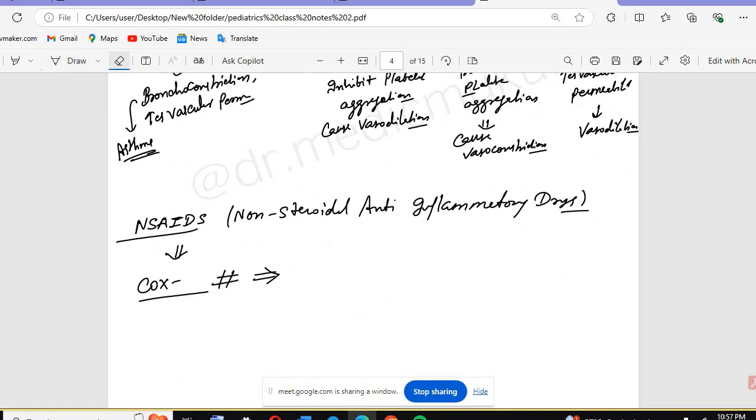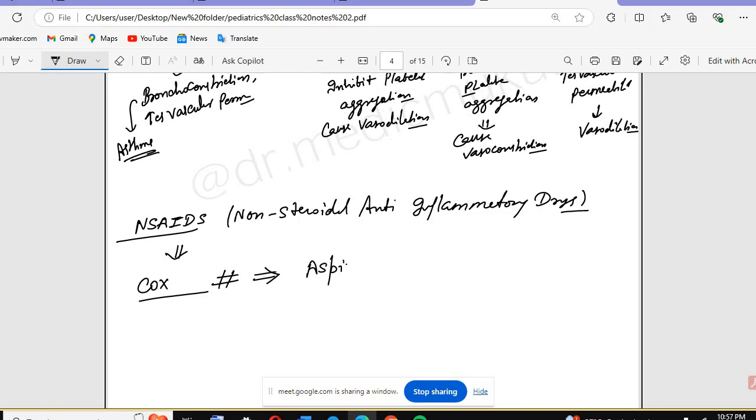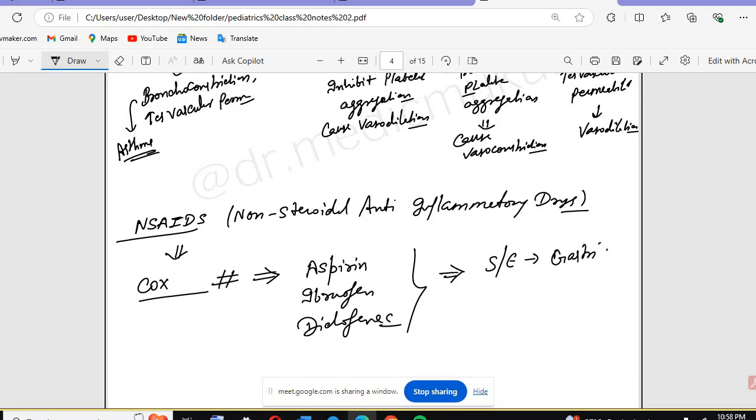Firstly it was like, let's inhibit the COX. Once they inhibit the COX, we got drugs such as aspirin, then ibuprofen, and then diclofenac. These kinds of drugs would be there. But they had a side effect: they cause gastric problems, meaning they were causing peptic ulcer.